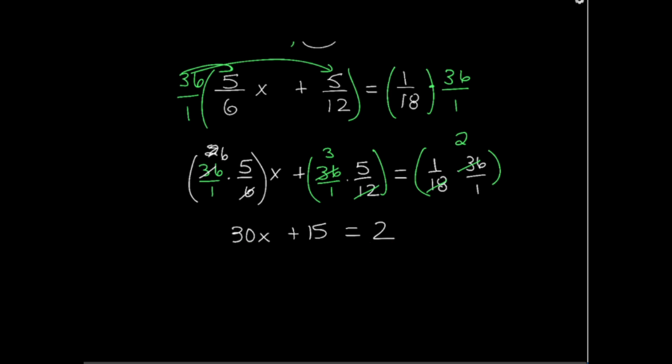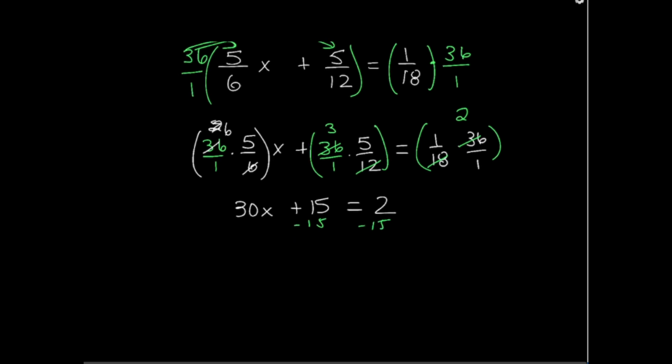And at this point, it's just a matter of solving the equation by subtracting 15 on both sides, which leaves us 30x is equal to positive 13, and then dividing both sides by 30. And I'm left with x is equal to 13 over 30.